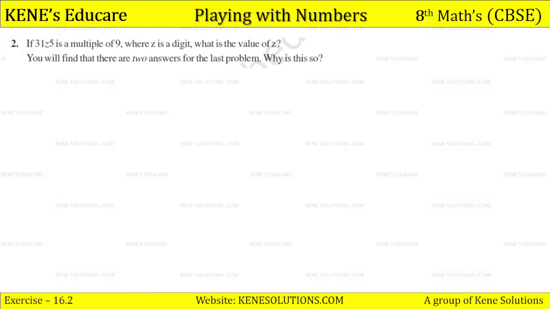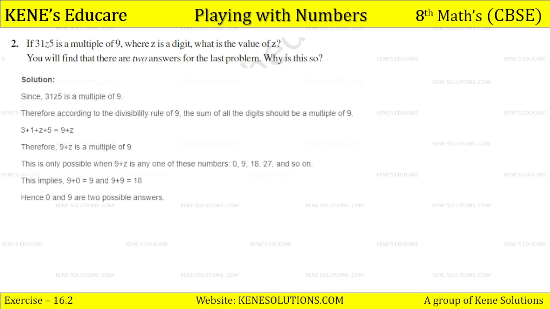Then students, question number 2. If 31z5 is a multiple of 9 where z is the digit, what is the value of z? You will find that there are two answers for this problem. Why is it so? Since 31z5 is a multiple of 9, therefore according to the divisibility rule of 9, the sum of all digits should be a multiple of 9.